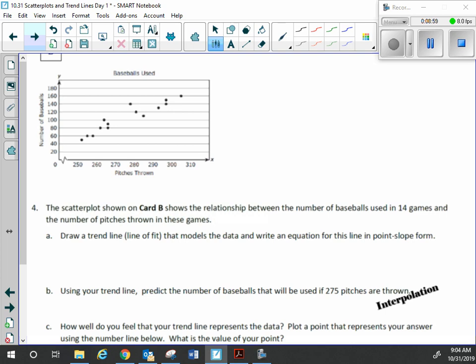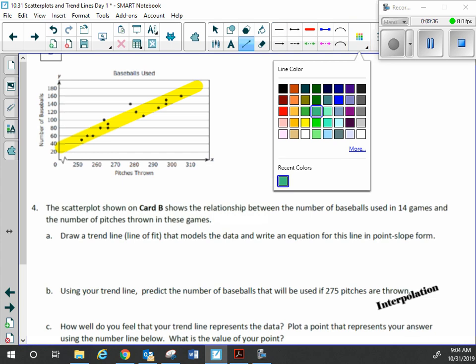Using card B, pitches thrown, baseballs used. In 14 games and the number of pitches thrown in these games, draw a trend line, line of fit that models the data, and write an equation for this line in point slope form. Okay, another scenario where we might not all have the same line, right? Because if I draw a line, it's a positive correlation, right? If I make a line through that data, it's kind of a large range. You're just trying to get the line within the most points as you can.